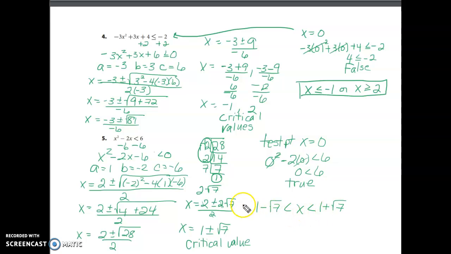So this is written as a compound inequality. My x falls in between the plus or minus values. And x is less than 1 plus square root of 7 and x is greater than 1 minus square root of 7 is my solution.